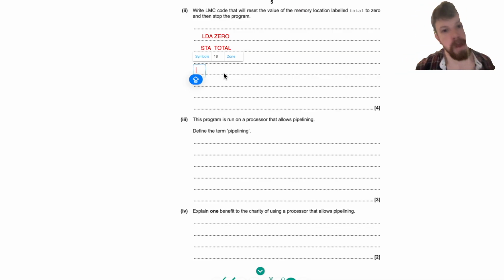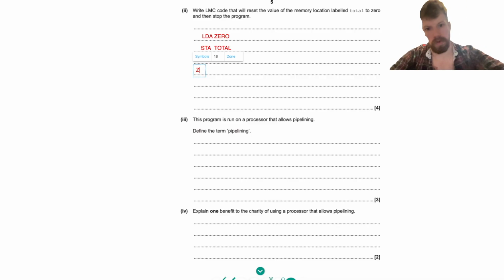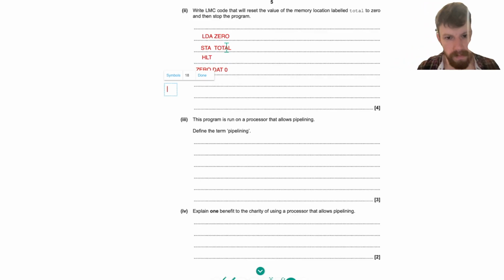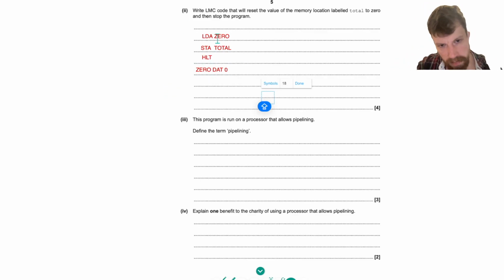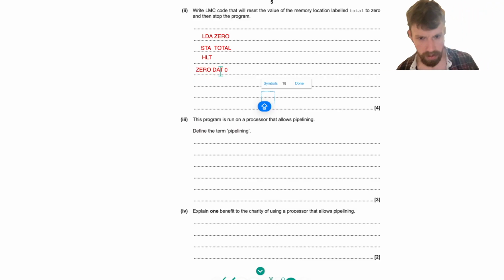Now this is the important part, okay? At the end here, what I've got to do is I need to hard code 0 into the label 0. So remember, at the end of all assembly language programs, what we've got to do is we do 0, DAT, so you put the label, then DAT, and then you put the number 0 there to hard code that in there. So essentially what goes on there, you load 0, you store that, you overwrite whatever's in total with 0, you stop the program, and then you just hard code your value in there, because you always declare your variables at the end because of how the von Neumann architecture works.